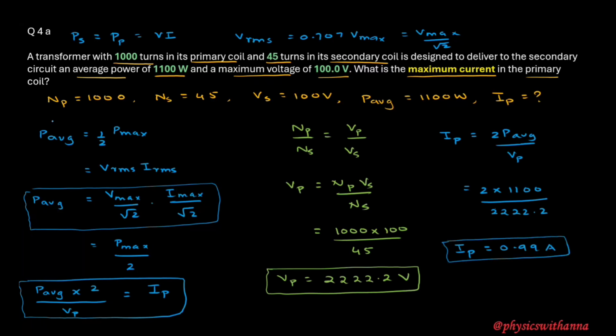So while solving this problem, this is the expression that you must remember, the relationship between average power and maximum power. And then after using transformer equation, you can arrive at the maximum current across primary.